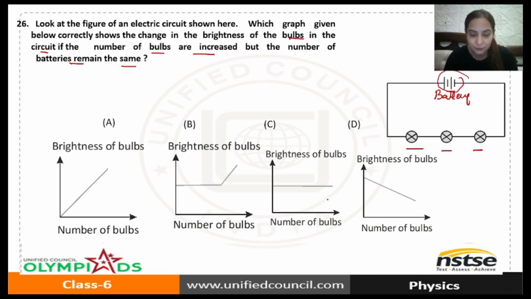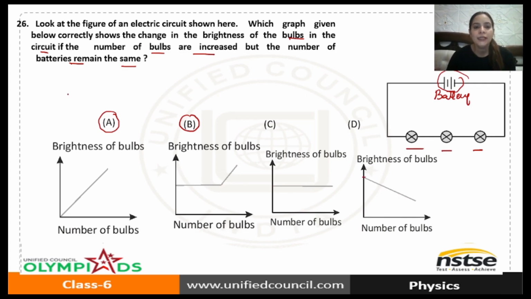Now here in this question you can see the graph which is drawn: brightness of bulbs versus number of bulbs. In figure A, it is given that as the number of bulbs increases, the brightness of bulbs increases. In second figure B, it is shown that it remains constant for some time if you increase the number of bulbs, and then the brightness of bulbs gets increased. In C, it is shown that the brightness remains constant, and in D, the brightness decreases as you increase the number of bulbs.